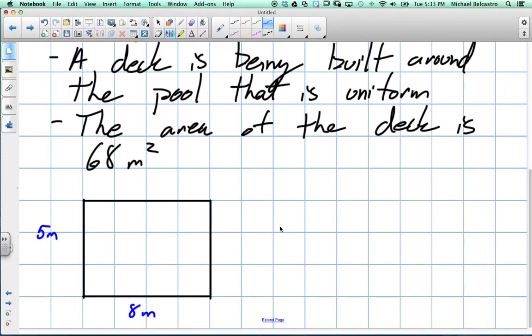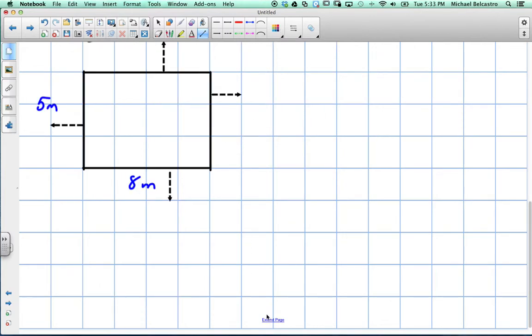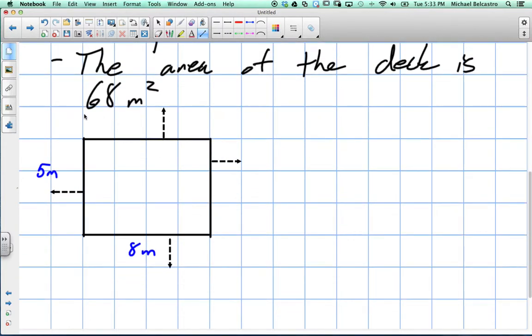And then a deck is being built around it that's uniform. So what they mean by this is the width of the deck is the same everywhere. Okay? So I'm going to show you what that would look like. We'll put the deck in a different color. Maybe red. Okay. So if you notice, what that means is our deck that's going around this is the same width everywhere.